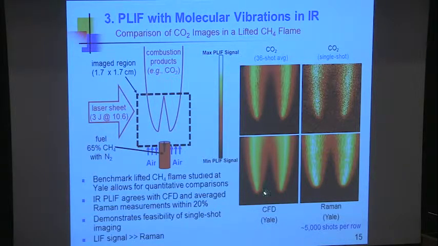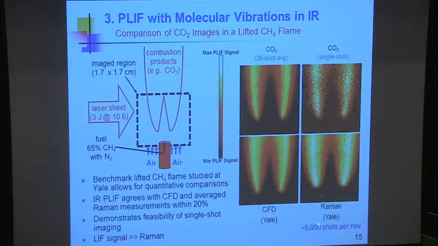If you did the CFD for this flow and you plotted this as a false color display of the CO2 concentration, you would see something like this. My friends at Yale were applying Raman diagnostics to obtain an image of CO2 in this steady flame to be compared with the CFD. We decided to do this with our infrared PLIF, and here's what we got. This is a single-shot image, and this is a 36-shot average of this steady flame.